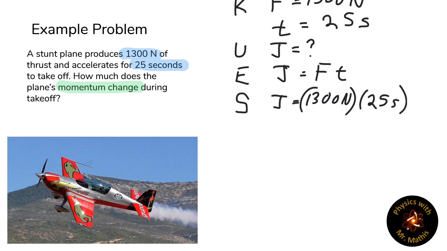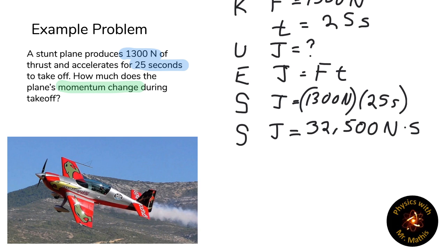Substituting in the knowns, I have J equals 1,300 newtons times 25 seconds. Multiplying those together, I get J equals 32,500 newton seconds. Now, that's not the answer I'm looking for.